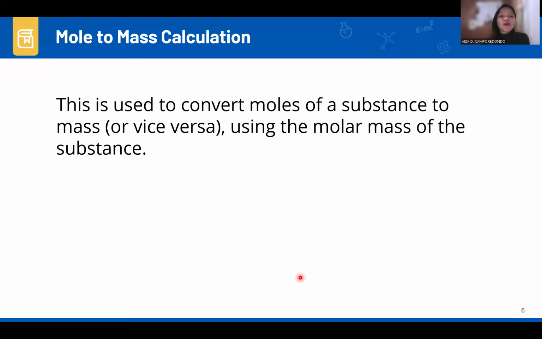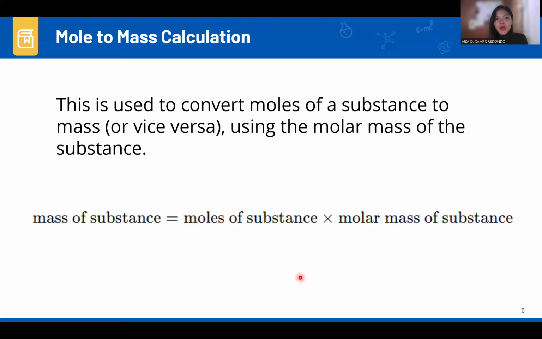That would be mole to mass. This calculation is used to convert moles of a substance to mass or vice versa, mass to mole, using the molar mass of a substance. We have here the general formula of mole to mass. Mass of a substance is equal to the moles of the substance multiplied by the molar mass of the substance.